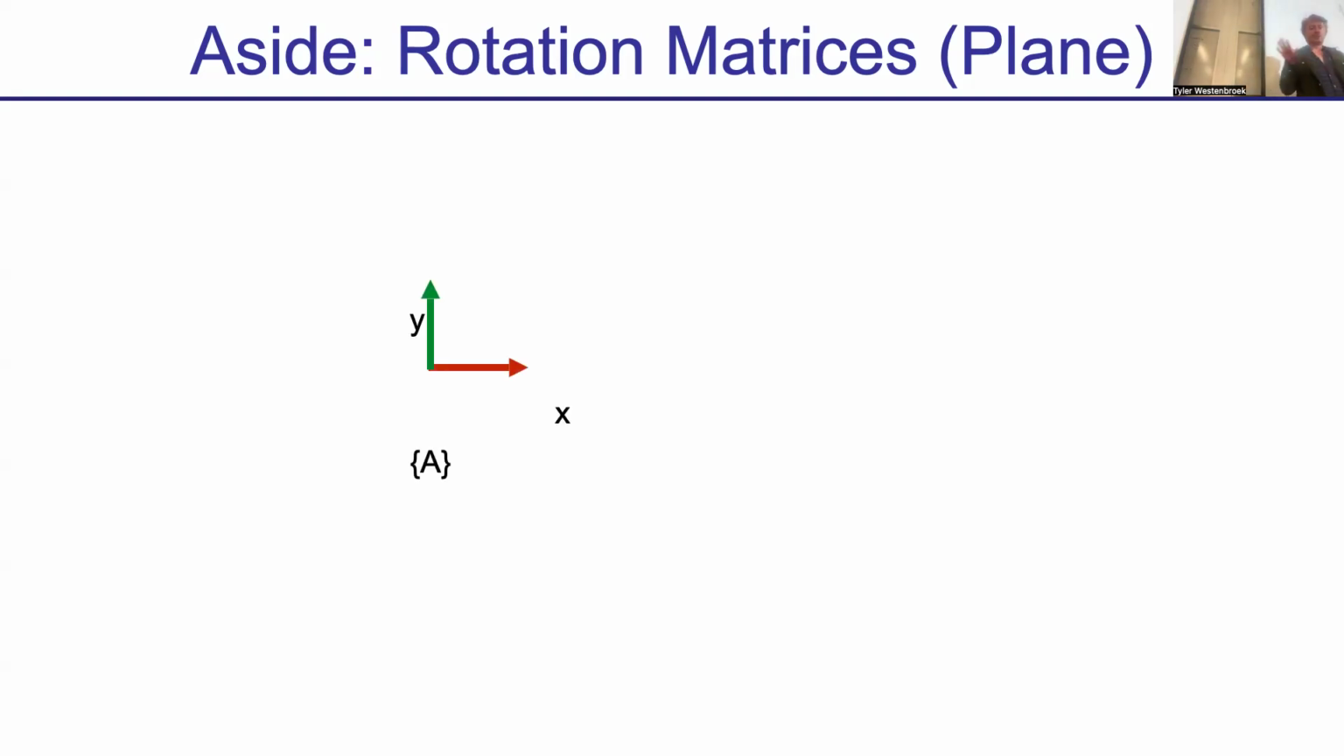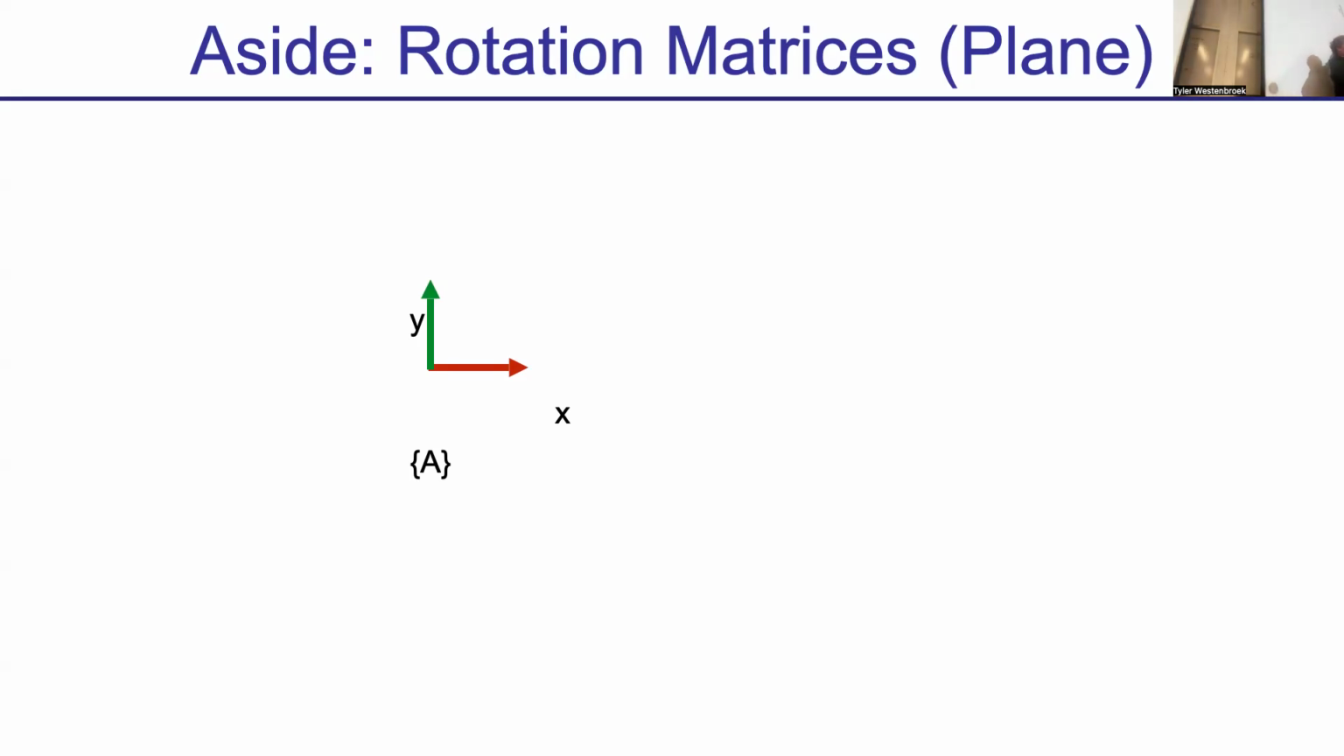Okay, so the basic idea behind a rotation matrix, and in particular, rotation matrices hold in 3 dimensions, they hold in 9 dimensions. We're going to talk about rotation matrices just for the plane today. But what rotation matrices capture is, let's say I have some coordinate frame.